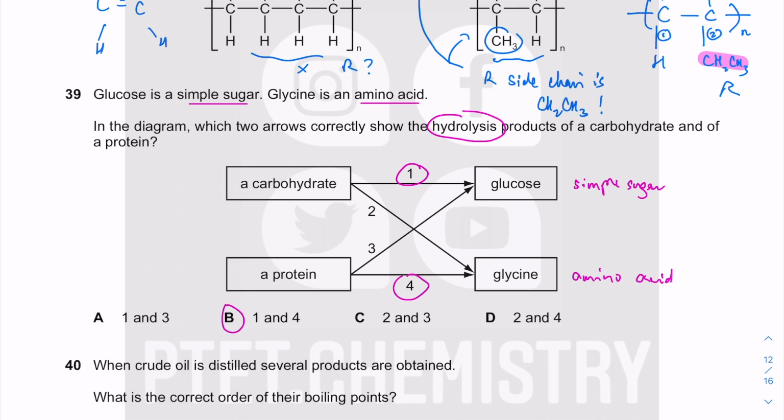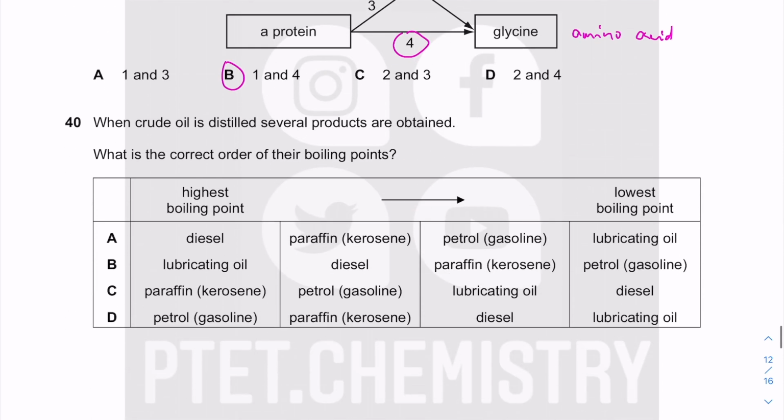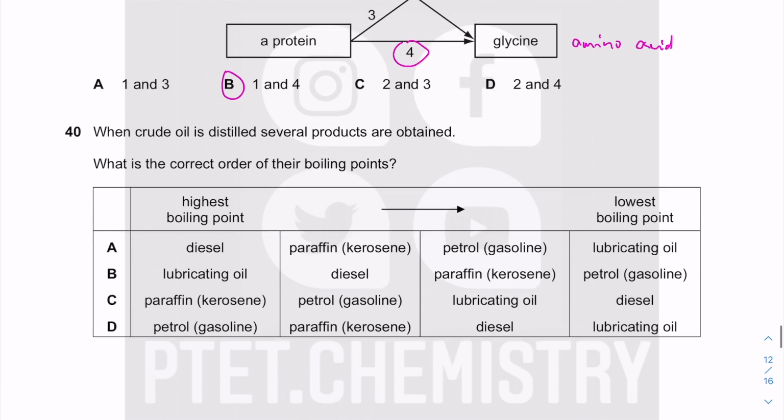So this is a factual question. Question 48 is the last question in this multiple choice paper. What do we have here? Highest boiling point to lowest boiling point. So lowest boiling point means most volatile. Most volatile means it boils off easily. So this must be the shortest chain. This must be the smallest molecule.